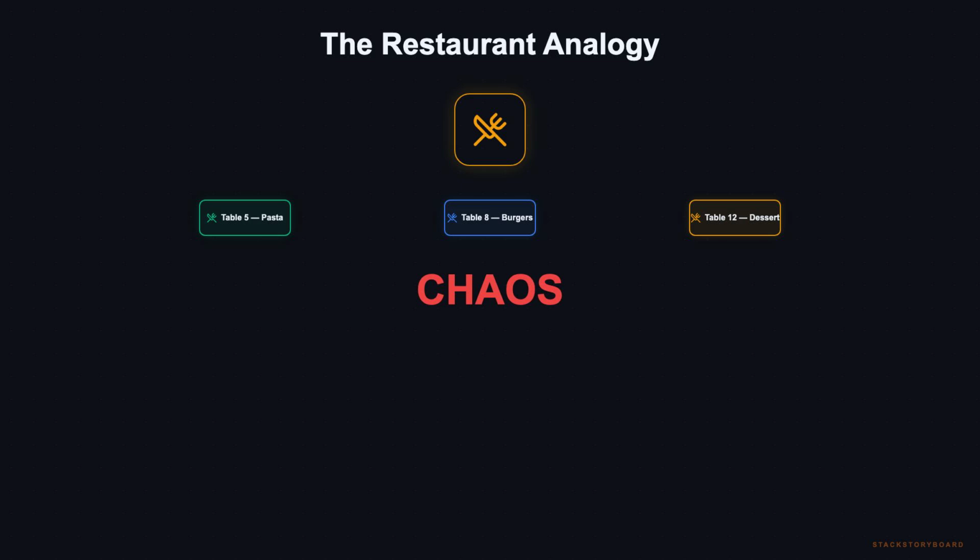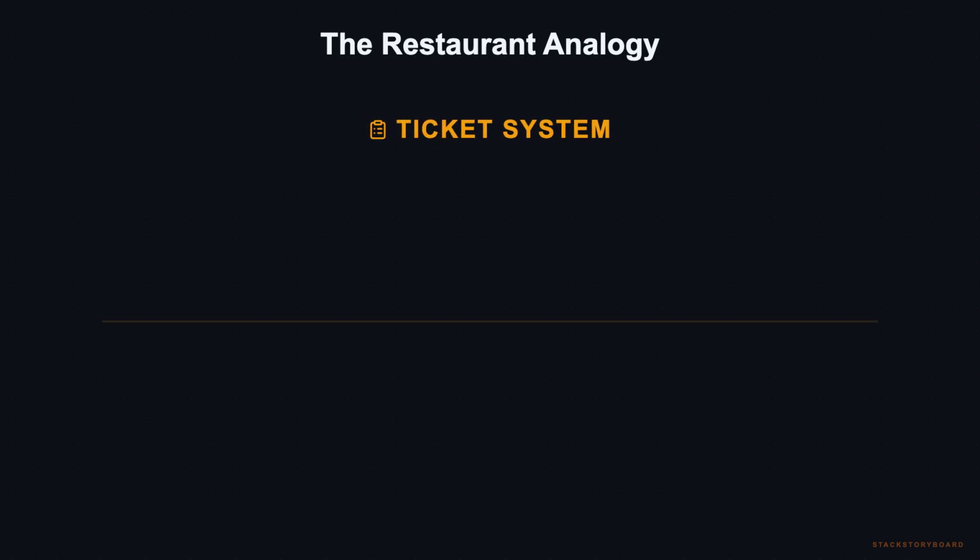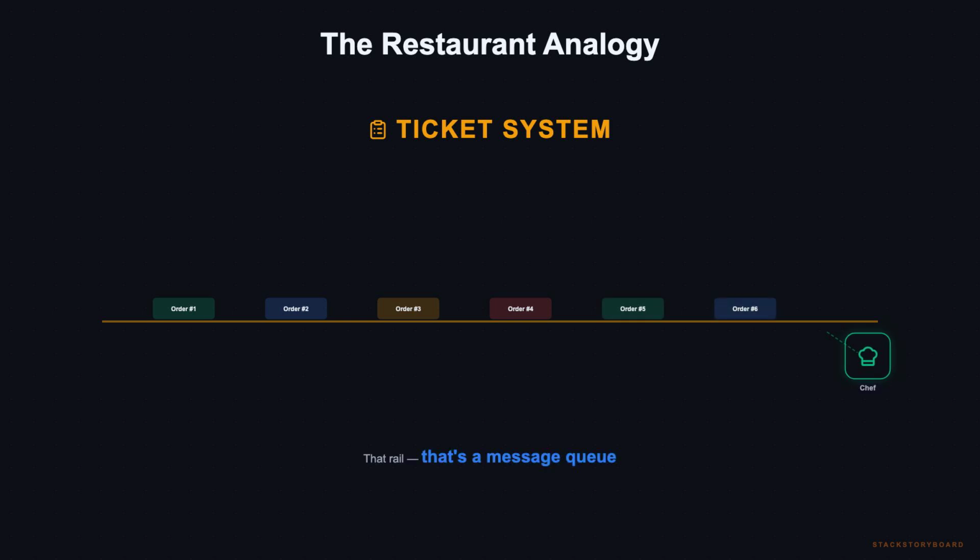So what does every restaurant do? They use a ticket system. Orders get clipped to a rail. The chef grabs the next ticket, cooks it, done. That rail, that's a message queue.